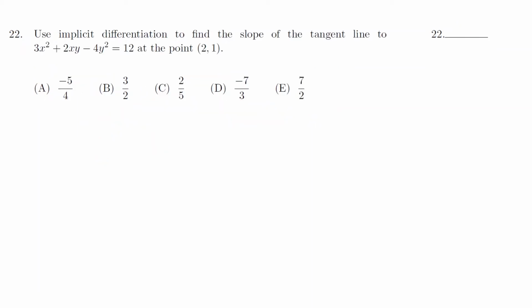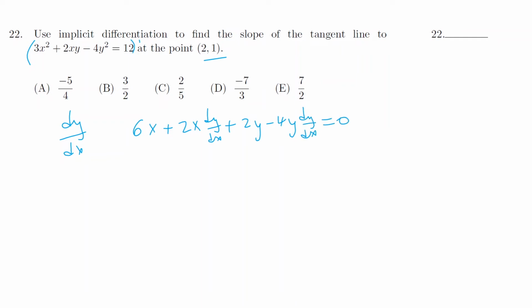Next, implicit differentiation. Add the point 2, 1. Great, same thing as we've done in one of the previous problems. dy/dx, that's what we need to find. So I'm just taking the derivative of both sides. So 6x plus, here I have to do the box, but I'll do it in my head. 2x dy/dx plus 2y minus 4y dy/dx equals 0. And I'll just plug in immediately. So 12 plus 4 dy/dx plus 2 minus 4 dy/dx equals 0.